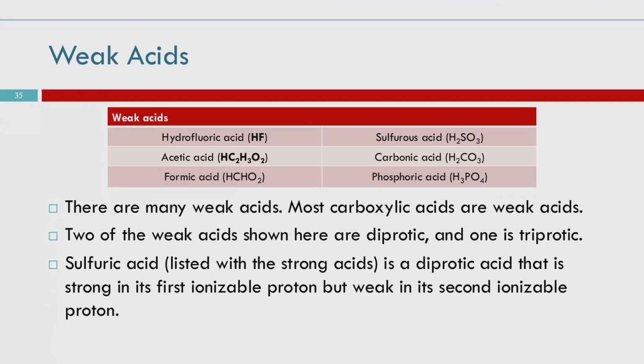Here are some weak acids. There's two that you should know for this class: hydrofluoric acid, and acetic acid. There's lots and lots of weak acids. Most carboxylic acids, those are the ones that have this CHO thing, like acetic acid and formic acid. That's an indication that it's a carboxylic acid.